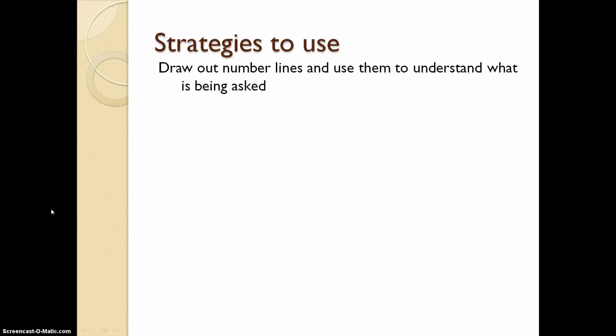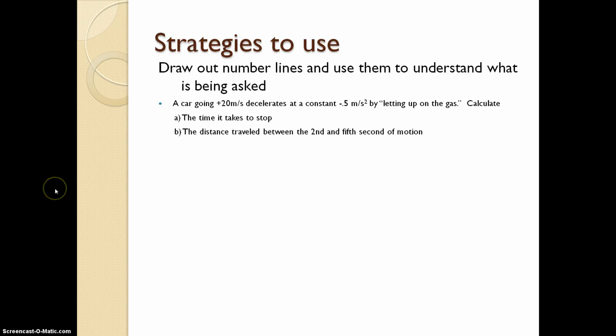You're going to love it. You're going to be drawing out number lines and using them to understand what's being asked. Here's an old school problem that sometimes gave people trouble. A car going positive 20 meters per second decelerates at a constant negative 5.5 meters per second squared by letting up the gas, and so on. There are 2 questions here. Find the time it takes to stop, which is not too tough, and then find the distance traveled between the 2nd and 5th second, which takes actually a bunch of thought.